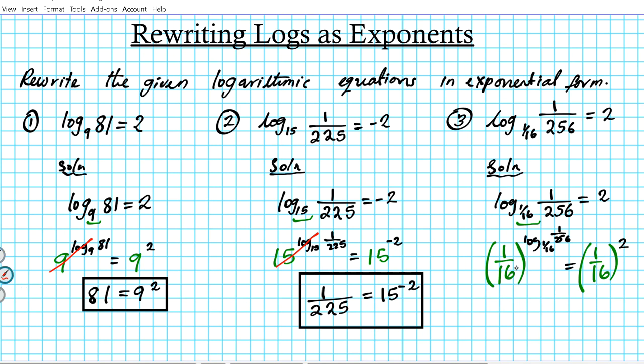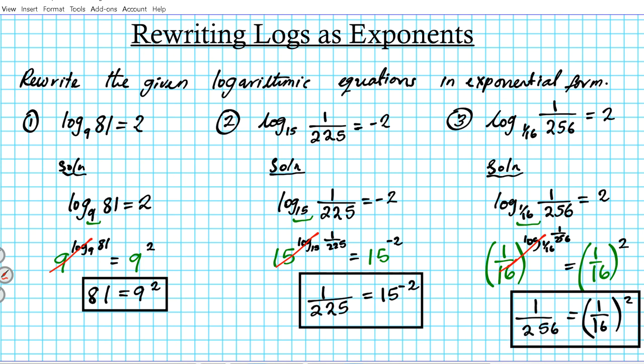1 over 16, this exponent has a logarithmic power with the same base as the base of the exponent, so they basically cancel each other out using the inverse property of log. So we have the final answer: 1 over 256 is equal to 1 over 16 raised to the second power. That is the exponential form of the original logarithmic equation. All right, let's take a look at question number 4. So for question 4, what if we have the following equation? Log base 9 of 3 is equal to 1/2.